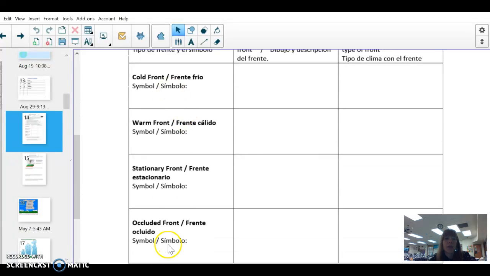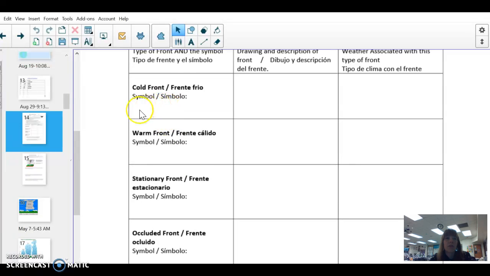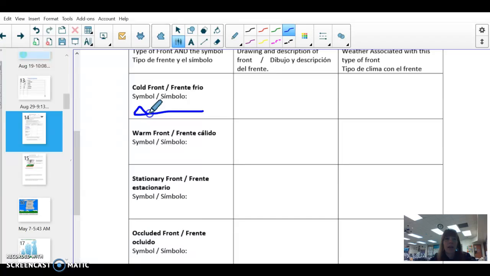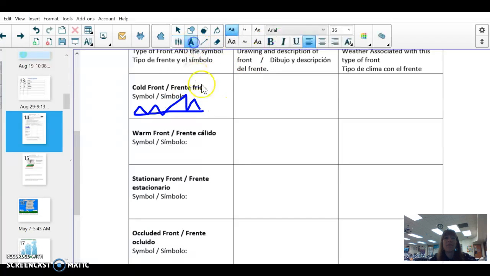There are 4 main types of fronts. In the first column, I want you to draw a symbol. So, for example, when I think about a cold front, the symbol is a line, and it has triangles like that. And then because I'm using a marker, mine is blue, but I'm going to expect for you to write blue.